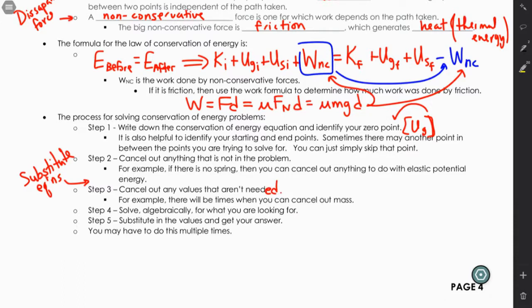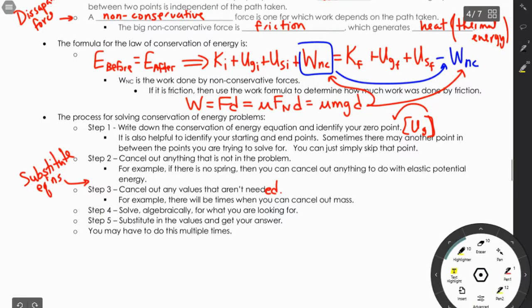For example, a lot of times I don't give you mass in some of these questions. It's because you don't need it, because it cancels out. The only time that mass actually will stay in a problem is if you do have a spring, okay? Because the spring doesn't have a mass factor. And then finally, you're going to solve algebraically for what you're looking for, and then substitute in the values to get your answer.